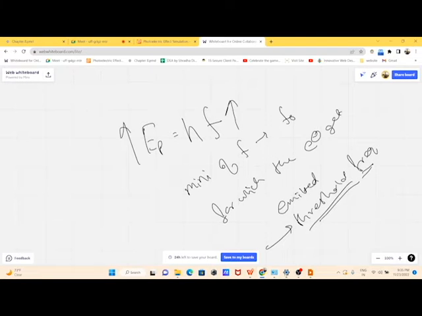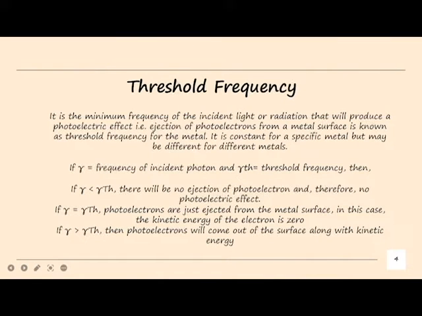It is the minimum frequency of incident light or radiation that will produce a photoelectric effect, that is, ejection of photoelectrons from the metal surface, and is known as the threshold frequency for the metal. It is constant for a specific metal but may be different for different metals. We'll talk about this in the next slide.